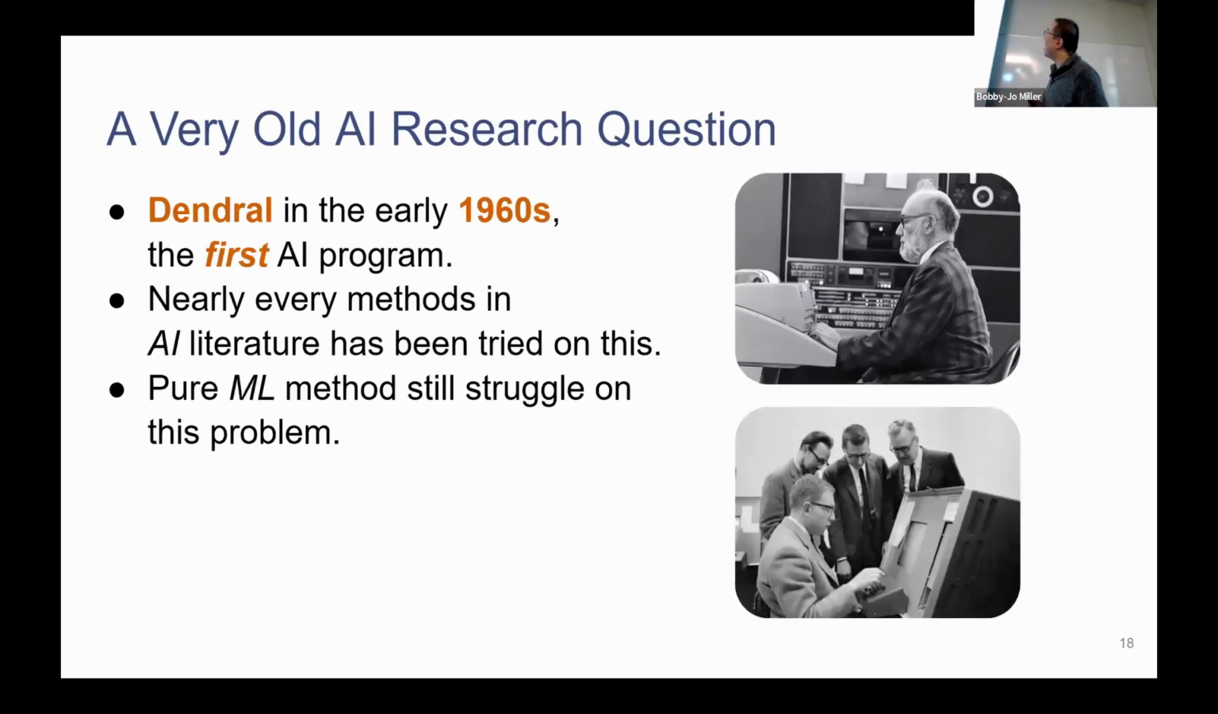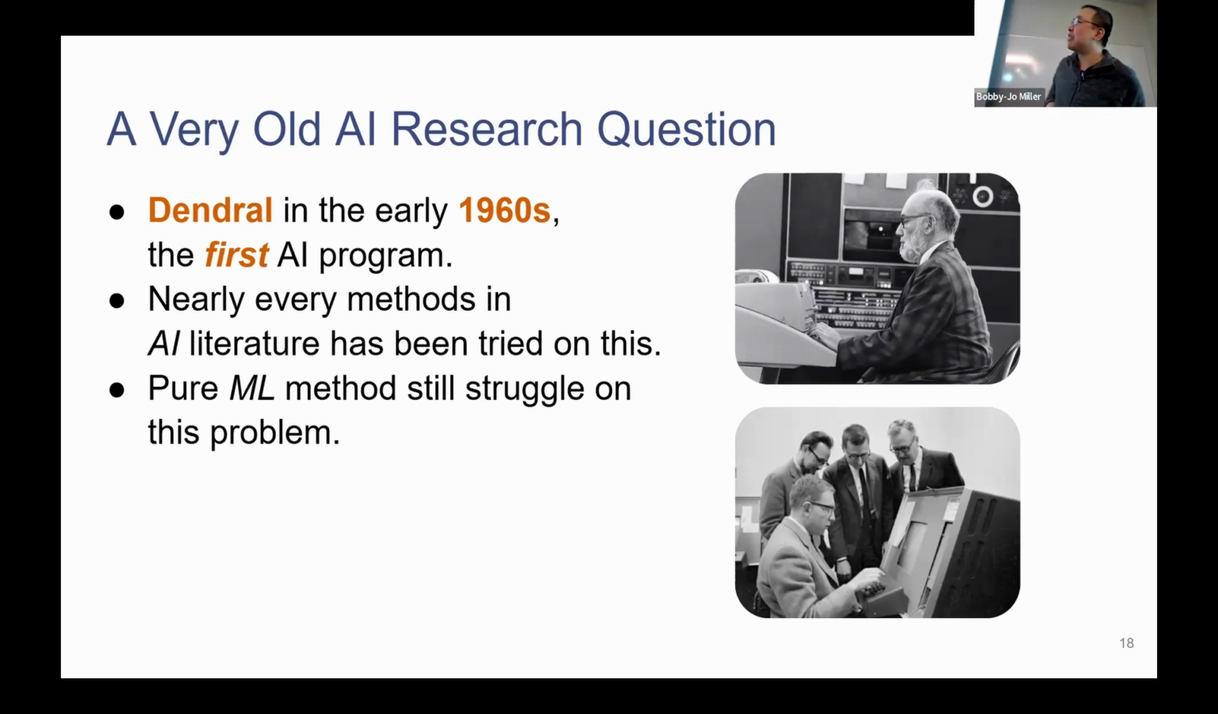Okay, so this is actually a very, very old research question. The first attempt using artificial intelligence to help predict mass spec from the molecular structure is from the 1960s. It's a whopping 65 years ago. The program itself is called Dendral. It was created by those two gentlemen. Obviously, it doesn't work that well.